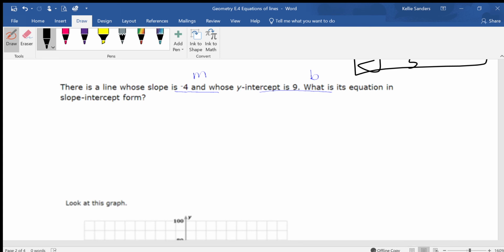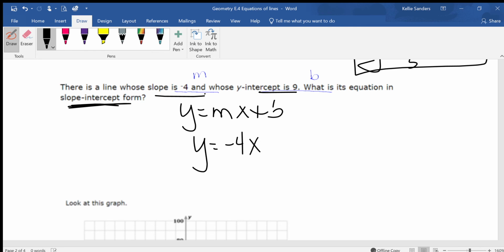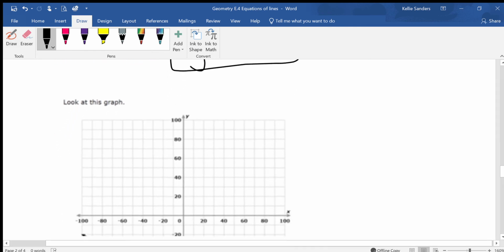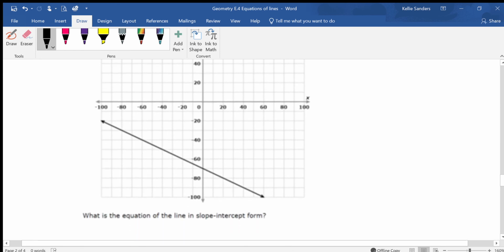Same thing on this one. I don't really know why I doubled up the slope, which is m, the y-intercept, slope-intercept. They gave us both. So y equals mx plus b. Y equals negative 4x plus 9. What's the equation of this line in slope-intercept form?